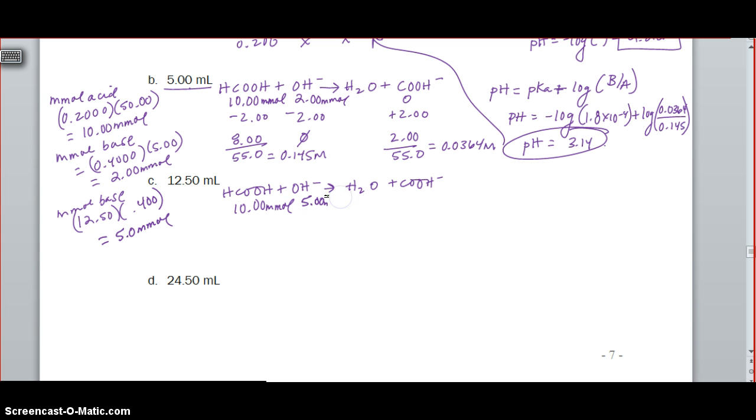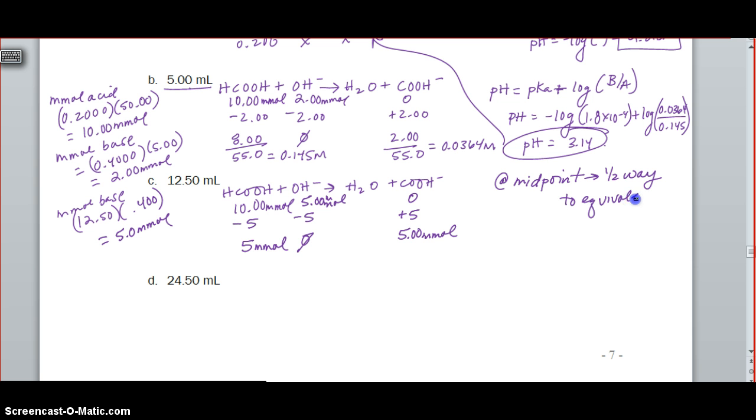Alright, so our acid is still in excess, so that whole 5 is going to get used up, which means 5 of the acid will be left. The base is going to be gone. This was 0 to begin with, it goes up by 5. So we have 5 millimoles of the conjugate base, we have 5 millimoles of the acid, and we're at a special point here. We're at the midpoint. And the midpoint is halfway to the equivalence point.